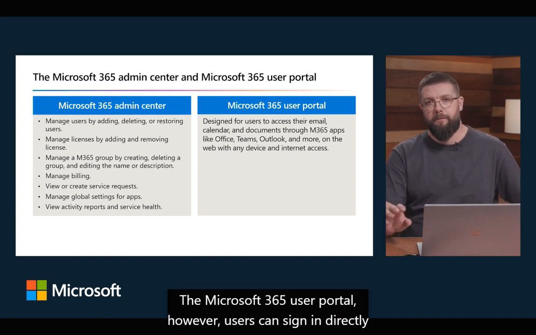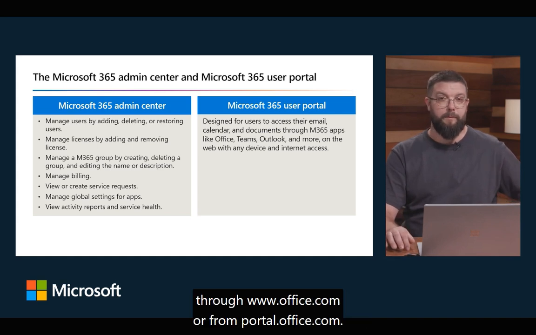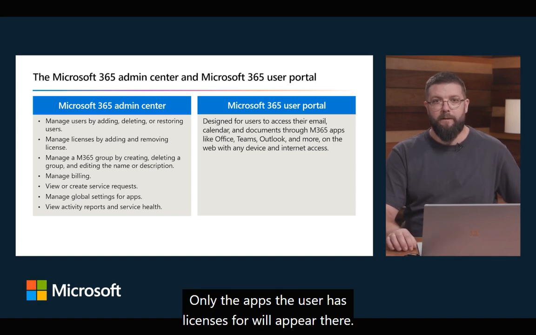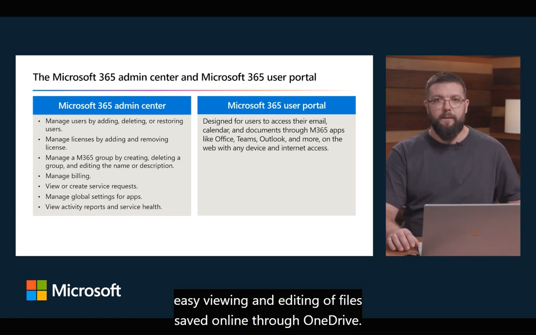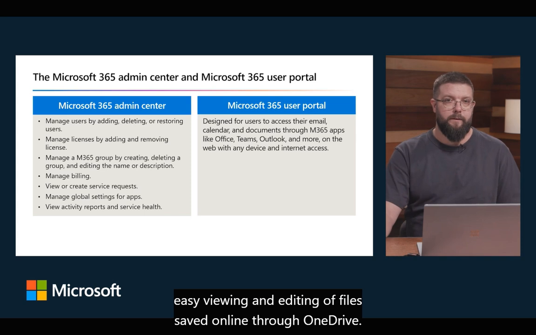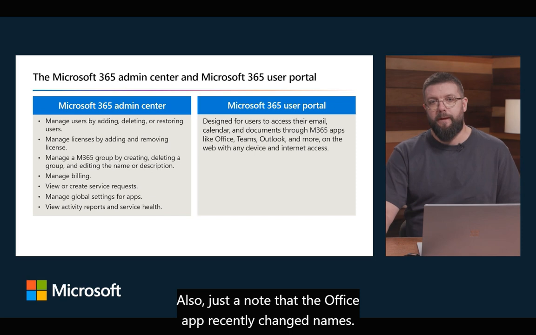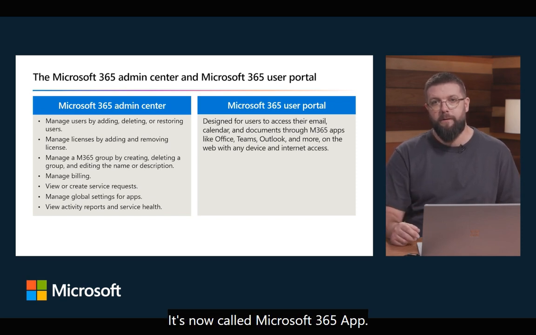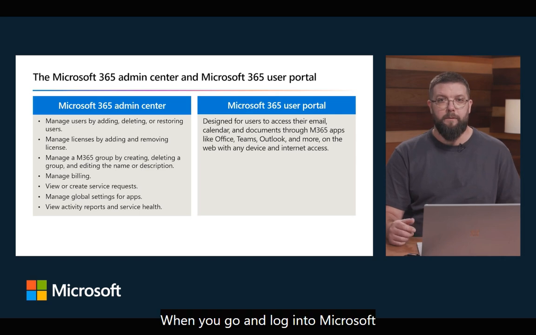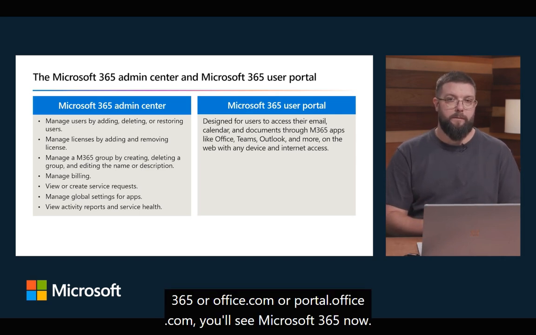The Microsoft 365 user portal, however, users can sign in directly through www.office.com or from portal.office.com. And only the apps the user has licenses for will appear there. So the portal allows for quick, easy viewing and editing of files saved online through OneDrive. Also, just a note that the Office app recently changed names. It's now called Microsoft 365 app. So when you go and log into Microsoft 365 or office.com or portal.office.com, you'll see Microsoft 365 now.